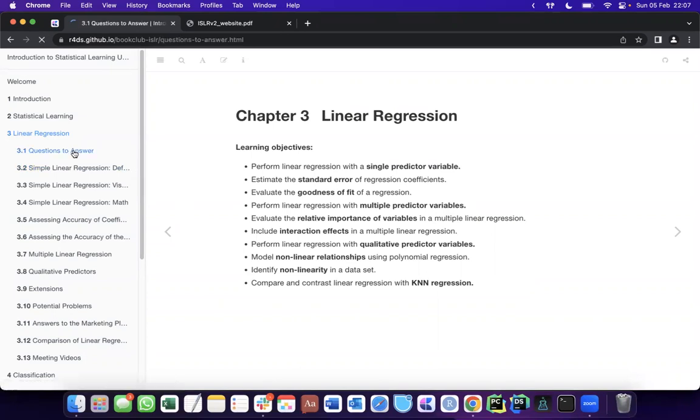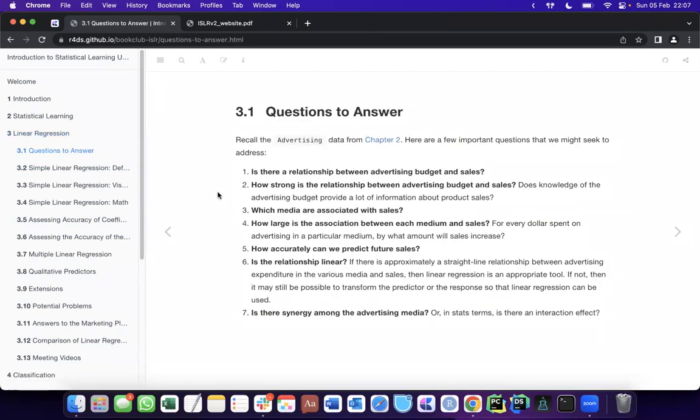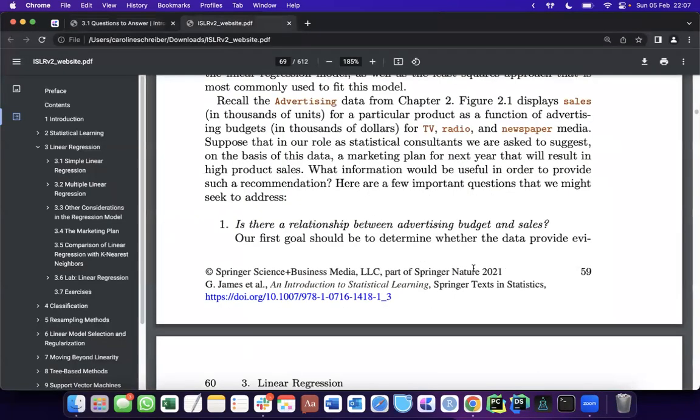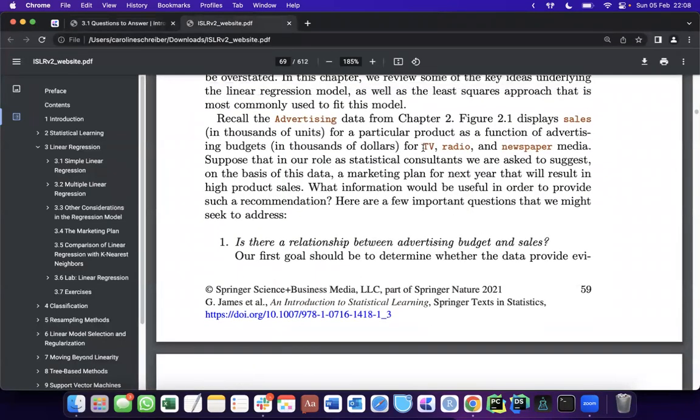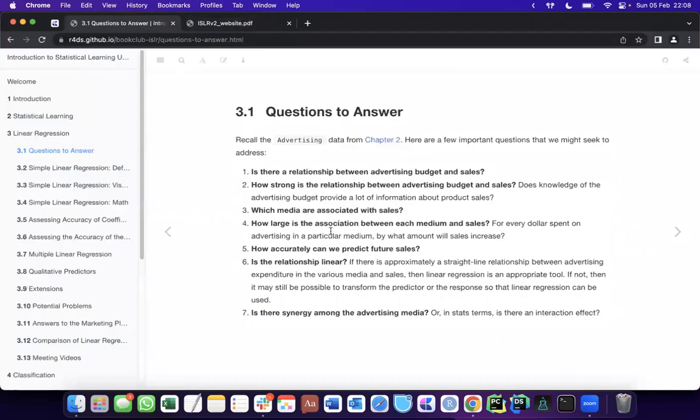So if we have a look at our first section today, we are going back to our favorite data set, the advertising data set, where we had our sales, and then we had TV, radio, and newspaper, different advertising budgets. So if we were the statistical consultants for that particular project, what sort of questions would we be asking?